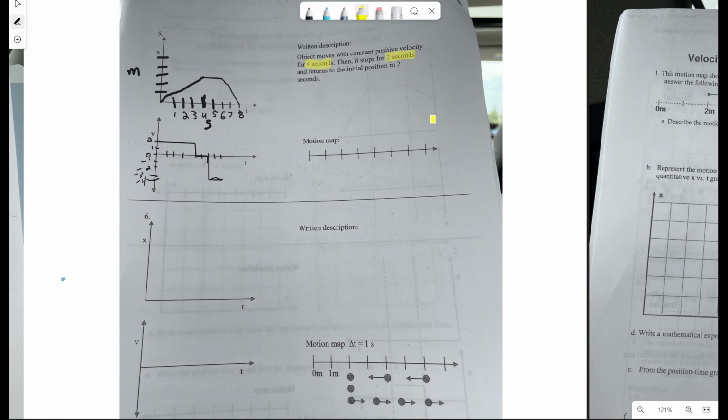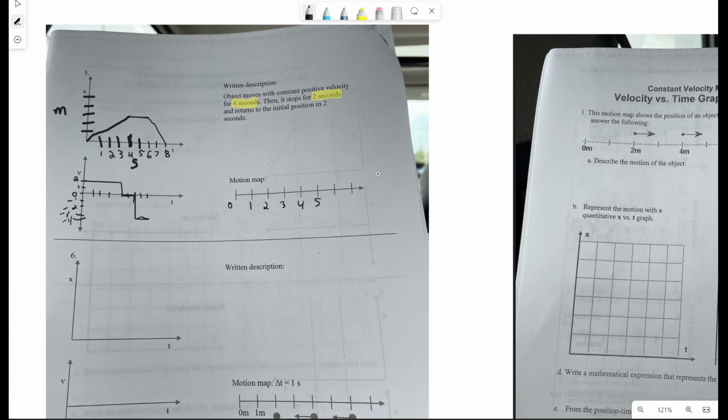And for your motion map, I might skip that for now because again, your teacher might tell you how to draw this a little bit differently. We'll give it a shot. So again, if this is 0 meters, this is 1, this is 2, this is 3, 4, 5, 6, 7, and then 8 would be over here.